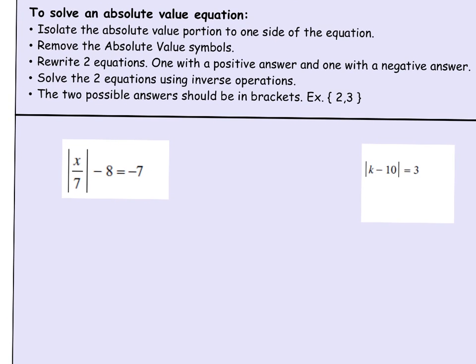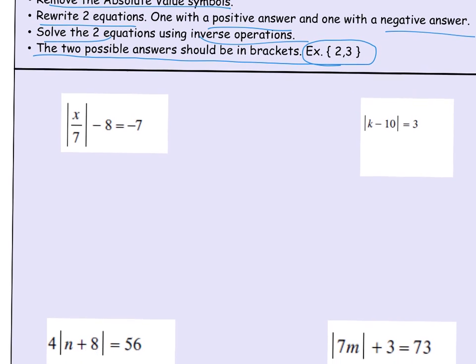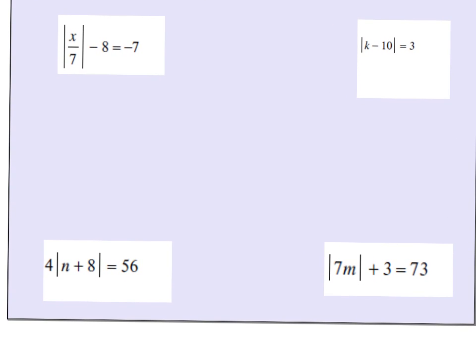This video is linked to Moodle so that you have it for future reference. Don't forget, isolate absolute value, remove the absolute value symbols, rewrite two equations, one with a positive, one with negative, solve both using inverse operations, put your two possible solutions into brackets, or write no solution. When you're ready, remember that these should be in parentheses eventually, so then you'd be distributing. Good luck!